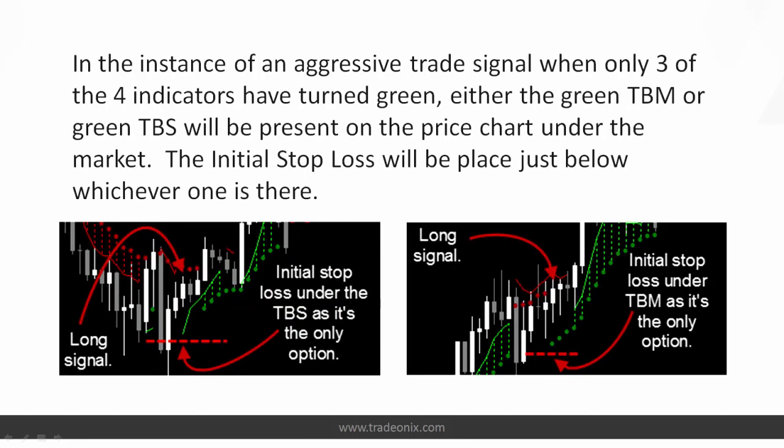In the instance of an aggressive trade signal, when only 3 of the 4 indicators have turned green, either the green TBM or the green TBS will be present on the price chart under the market. The initial stop loss will be placed just below whichever one is there. If you take a look at the first image, the bottom left, the initial stop loss has to be placed under the TBS because there is no TBM. In the second image on the right, the stop loss must be placed under the TBM as it's the only option. There is no TBS present.